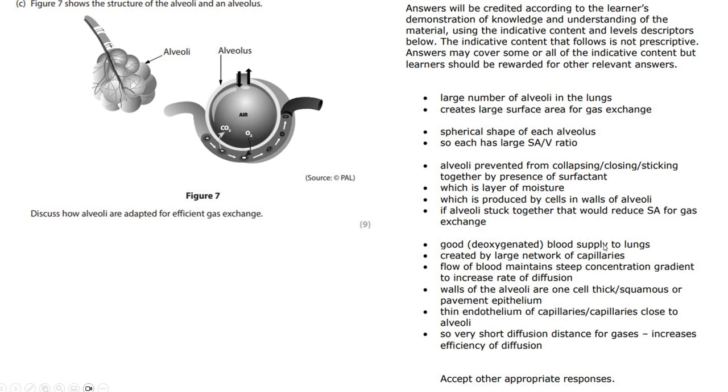There is a good blood supply to the lungs, created by a large network of capillaries. There is a flow of blood to maintain a steep concentration gradient to increase the rate of diffusion. The walls of the alveoli are 1 cell thick, or the squamous or pavement epithelium are only 1 cell thick. Thin endothelium of the capillaries, so they're close to the alveoli, so there's a very short diffusion distance for gases, which increases the efficiency of diffusion.